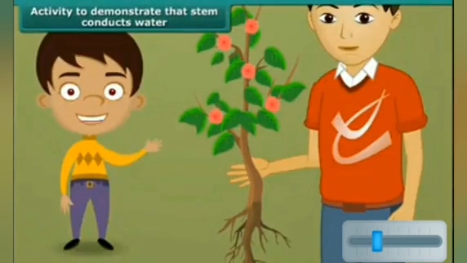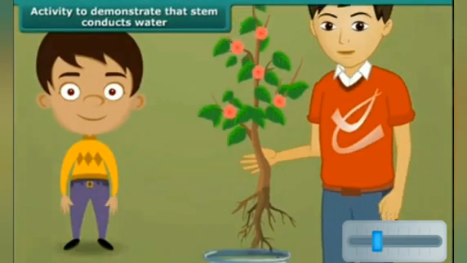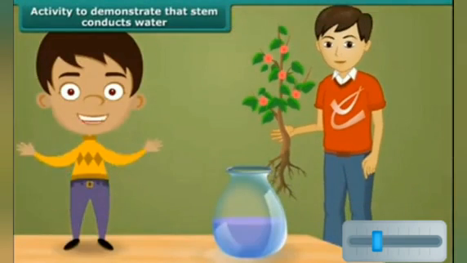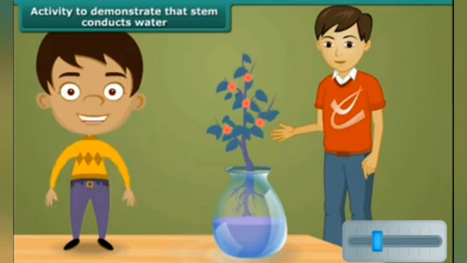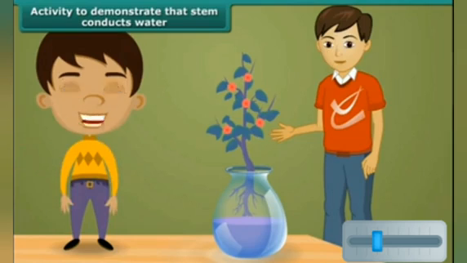Let us perform an activity to demonstrate that stem conducts water. Take a balsam plant with roots. Put it in a pot containing colored liquid. After a while you will observe the same color in the stem, leaves, etc. of the plant. This proves that stem conducts water from the roots to the other parts of the plant body.